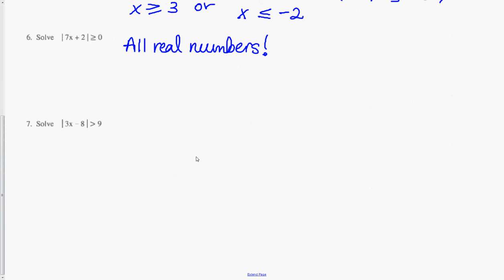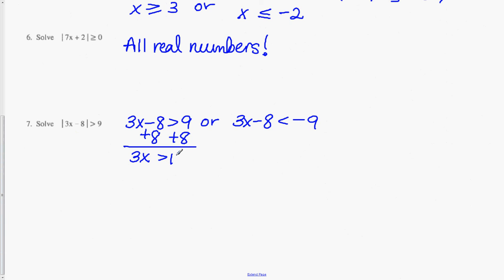All right, let's look at the bottom. 3x minus 8 greater than 9. So 3x minus 8 greater than 9, or 3x minus 8 less than negative 9. Solve each one of them. So 3x is greater than 17. Divide by 3. X is greater than 17 thirds.